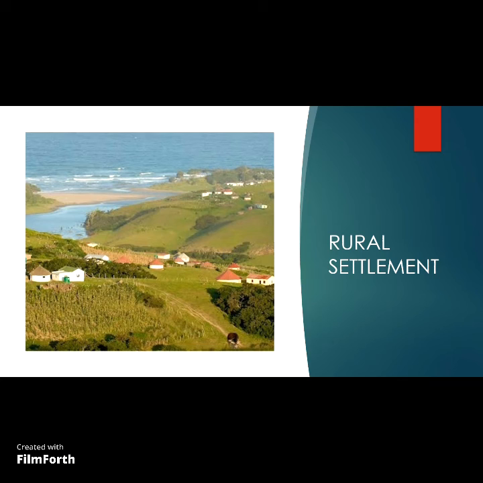What is rural settlement? Rural settlement refers to the areas outside cities and towns where population density is low. It is usually in the outskirts of urban areas. As you can see on the image on the left, we can see homes in the rural areas. They are far away from one another.